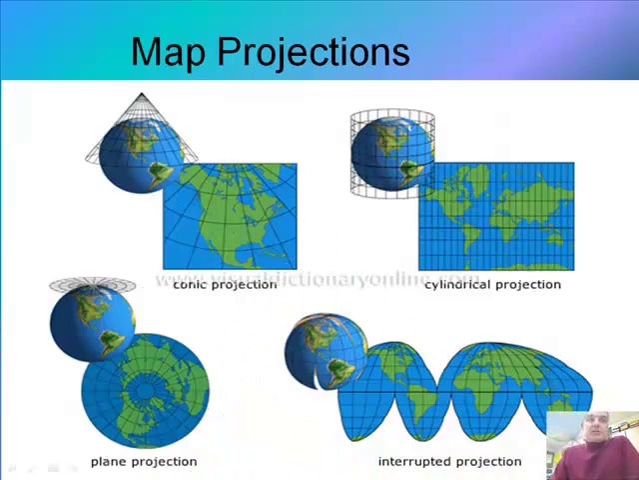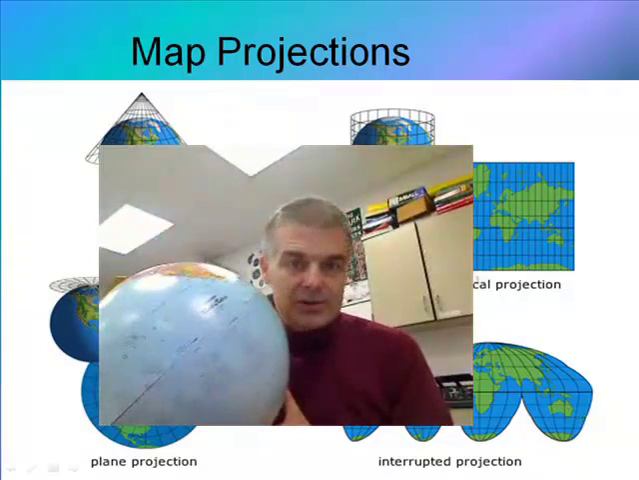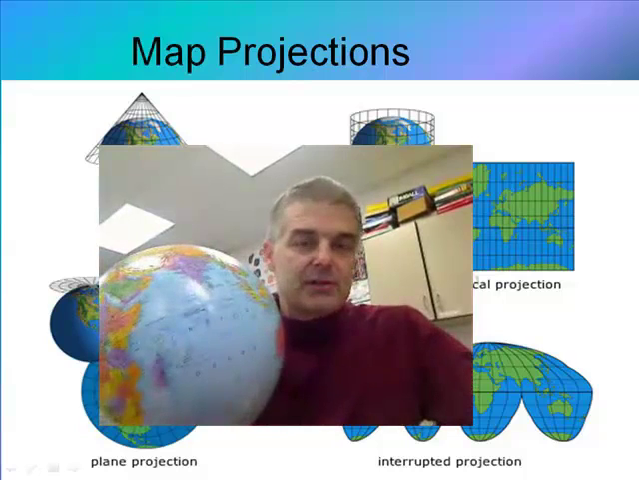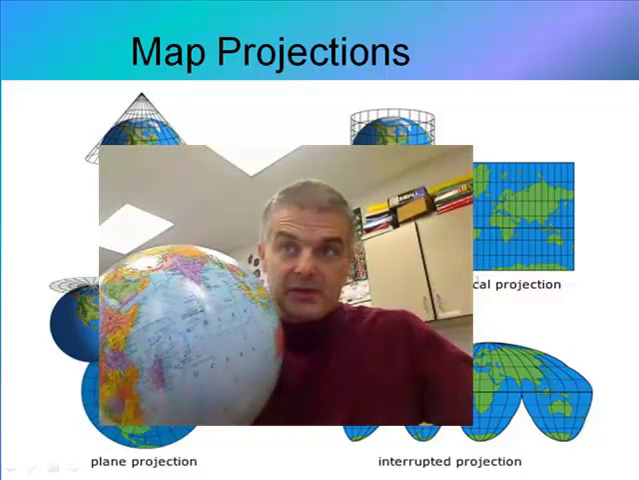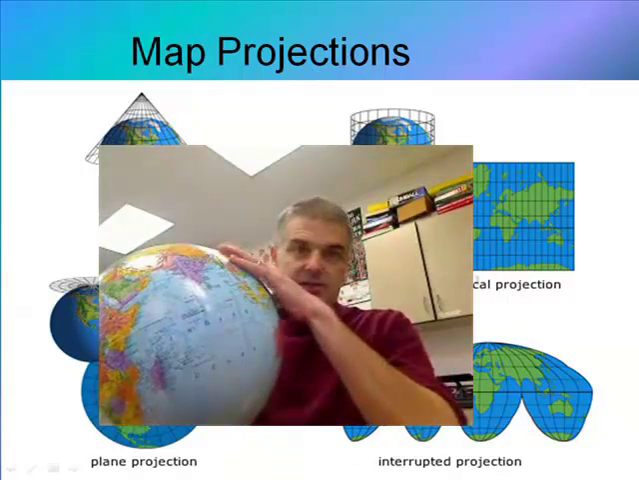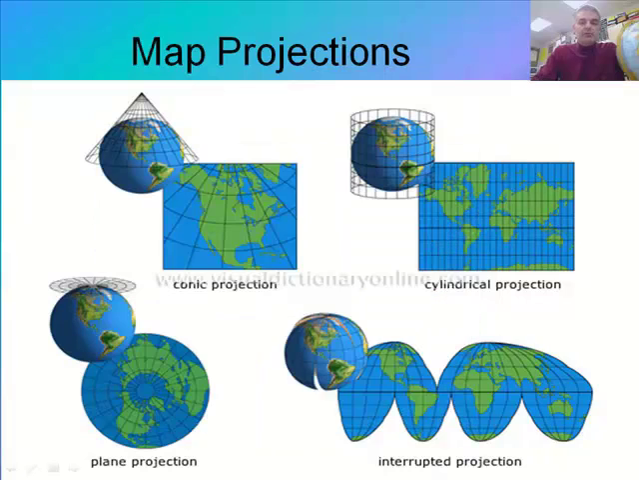Okay, now map projections. Let's talk about map projections. The problem that we have with map projections is that the world is a sphere. And how do you take a spherical object and make it flat on a piece of paper, so to speak? How in the world do you do that? So you have a problem: how do I make this on a flat piece of paper? Well, the answer lies in how we do maps.